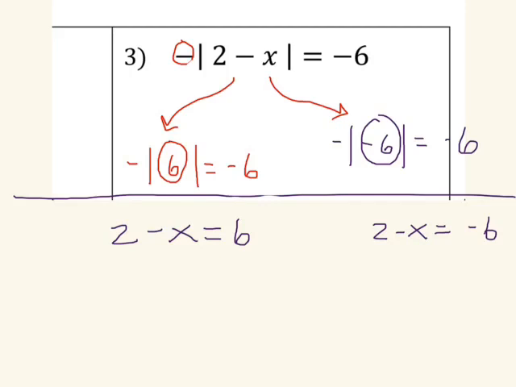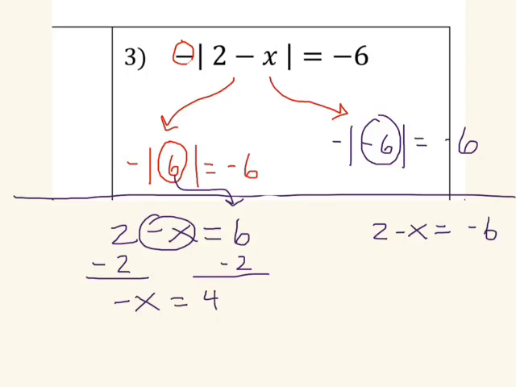Okay, so 2 take away x is equal to 6, and this 6 comes from right here. We're going to take 2 away from both sides. And we end up with, don't forget this is a minus x here, so this turns into negative x is equal to 4. The opposite of x is equal to 4. So that means if the opposite of x is equal to 4, then x is equal to negative 4. This is one of the solutions to this problem, and we'll go back and check it in a second.